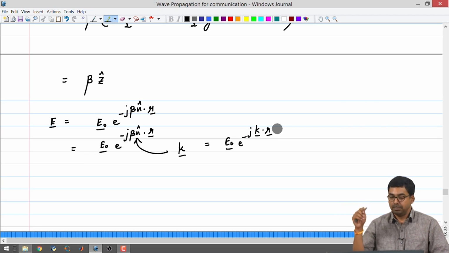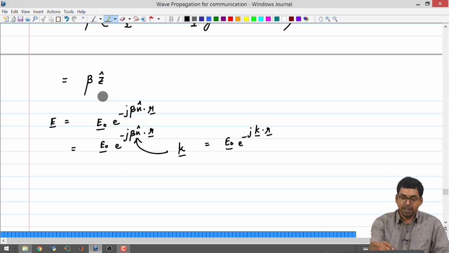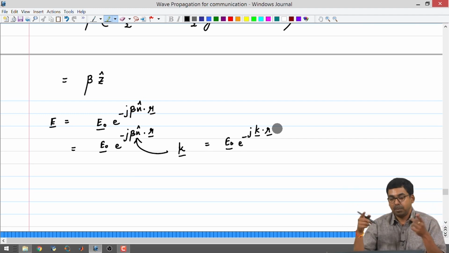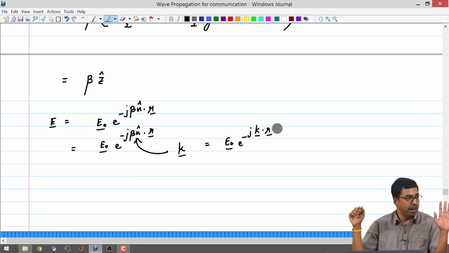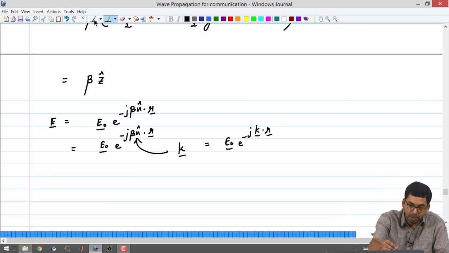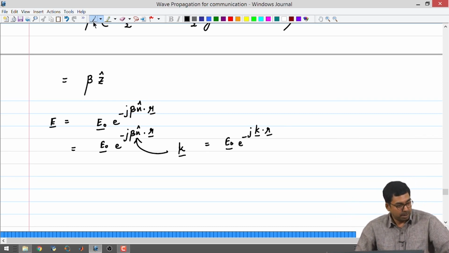That is how you write down an expression, and to check whether the expression is valid or not, you can always substitute k to be the value you found, which is beta z hat for a z directed wave. r can be simply z z hat, and if you take the dot product of the two, you will get e to the minus j beta z, which is the original expression that we had written for the plane waves before.